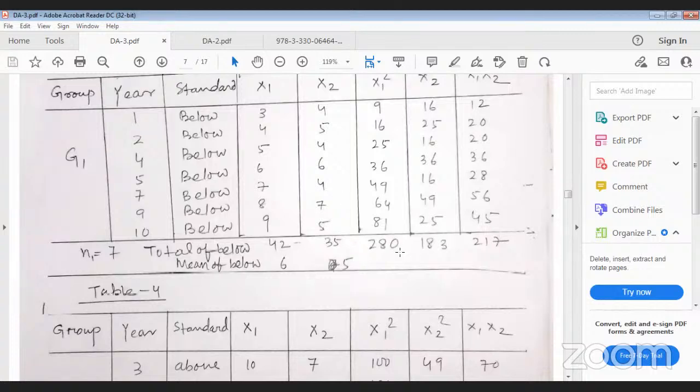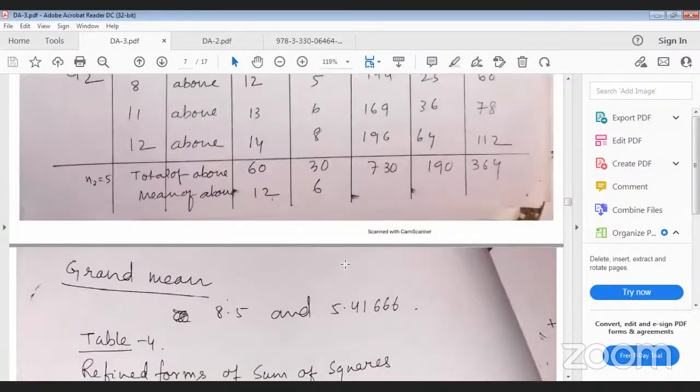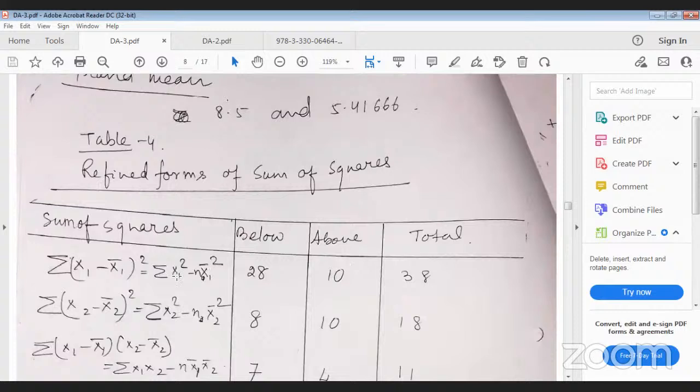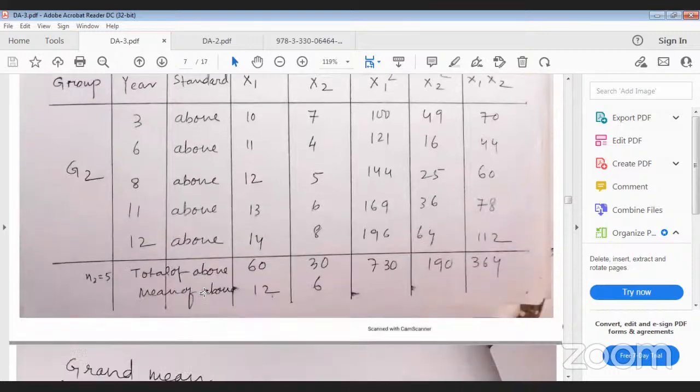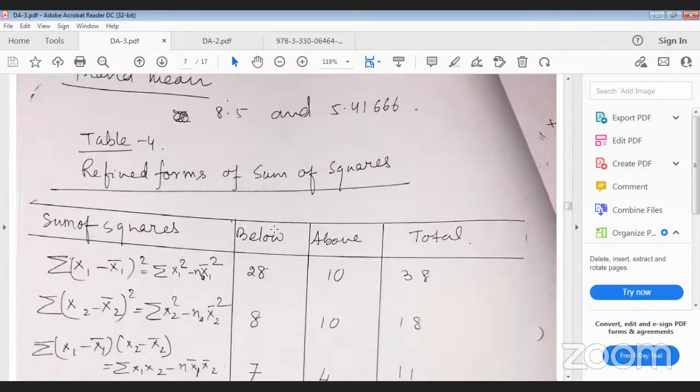280. And what is your x1 bar? That is 6. What is your x2 bar? That is 5. Here I have written x1 bar 6 and x2 bar 5, the means of the below group. You have to put that here: first summation x1 square, then n x1 bar square, where n is the number of data, 7, into x1 bar, which is 6 squared. By calculating, you'll get 28.